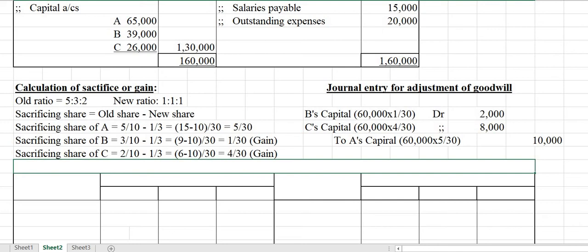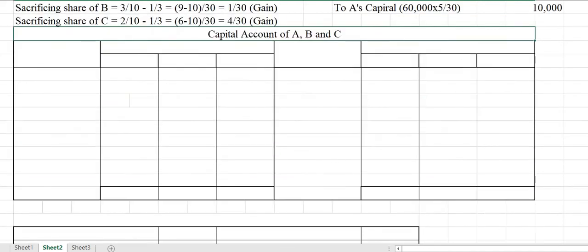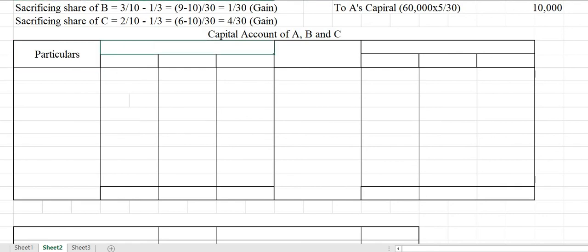Now let us see the capital account of partners. Particulars, amount for all the three. We are writing the capital account of all the three together. So A, B and C. Particulars, amount, here also A, B and C.